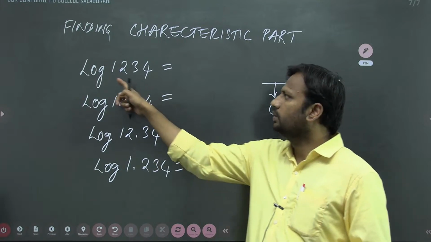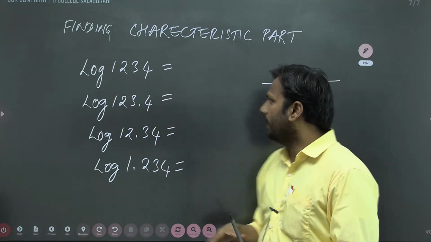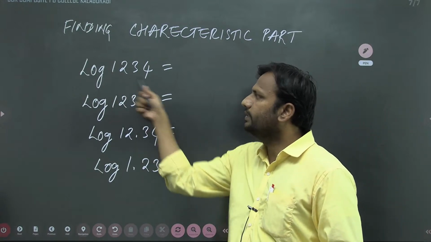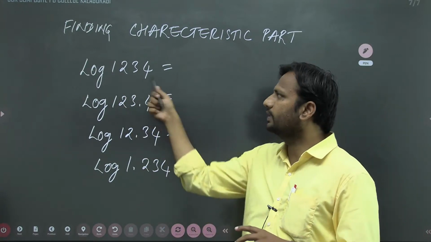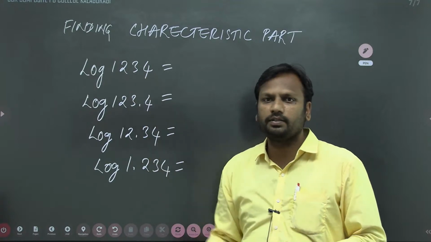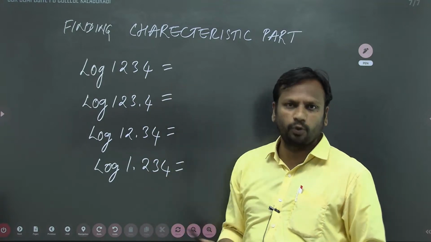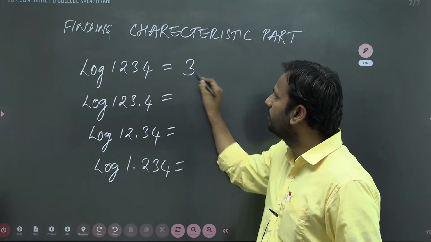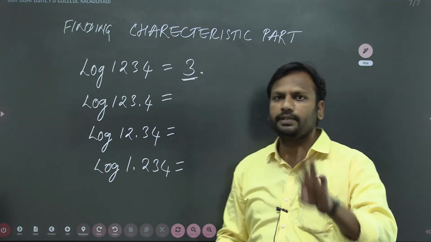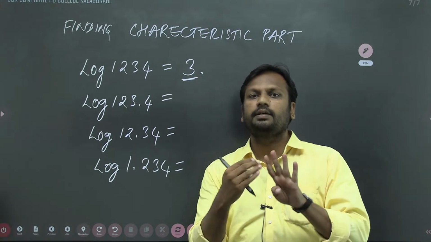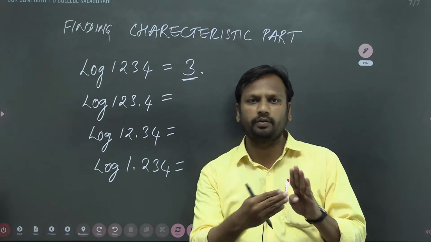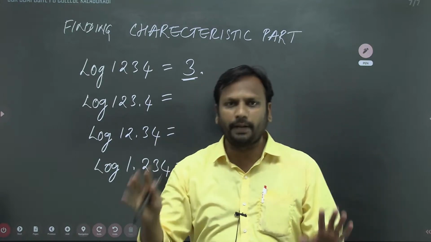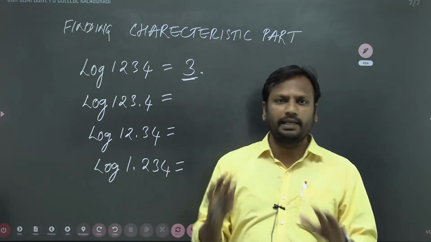Now we see, students, the characteristic part. How many digits are there? Log of how many digit number is it? 1, 2, 3, 4. It's a 4-digit number. Then the characteristic part will be 3. There are 4 digits, so subtract 1. 4 digits minus 1 gives 3. That is, 3 will be the characteristic part. How do we get this? I'll tell you later.